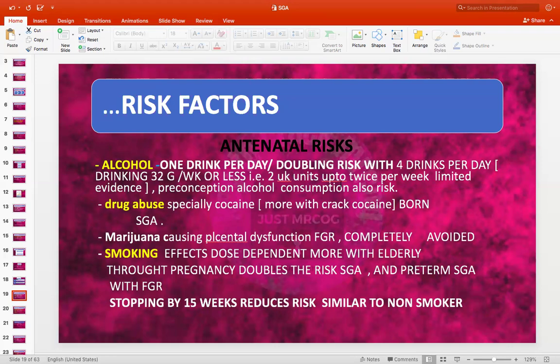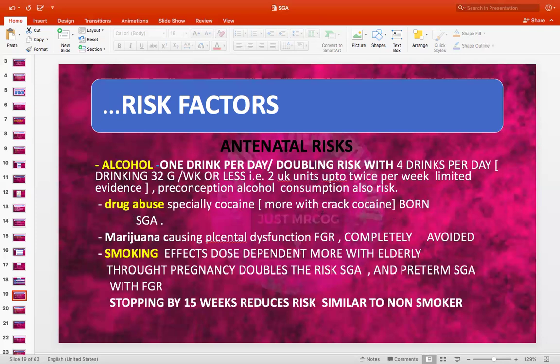Pre-conception alcohol consumption also counts. Basically, she should have an alcohol-free environment. But still, if she is not able to discontinue, then you should offer her that 2 UK units up to twice per week still leaves some chance of having a healthy pregnancy. Drug abuse, especially cocaine and especially crack cocaine.